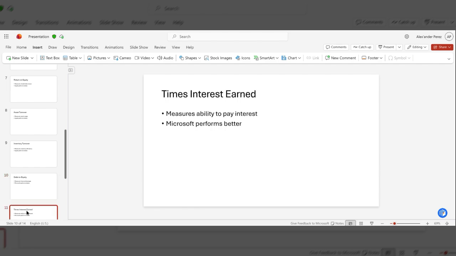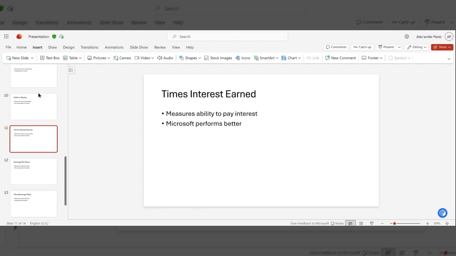Next, we have times interest earned, which measures ability to pay interest. Microsoft performs better. This ratio indicates how easily a company can pay interest on debt. Microsoft's higher ratio shows stronger financial security.